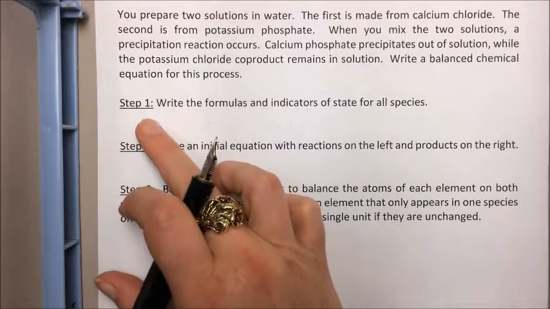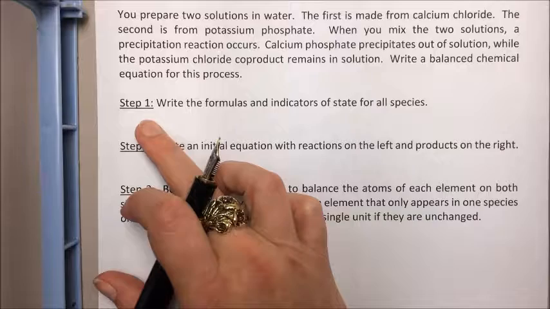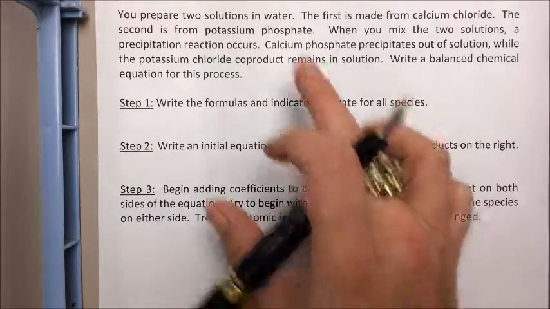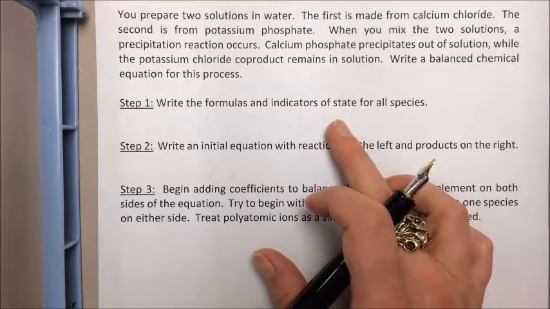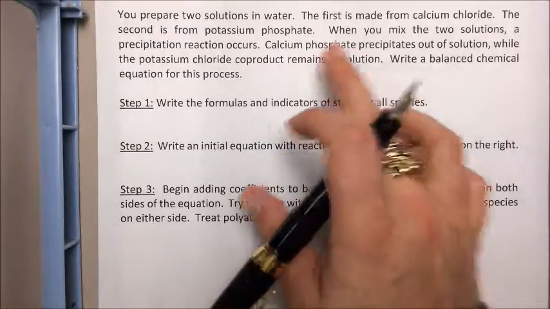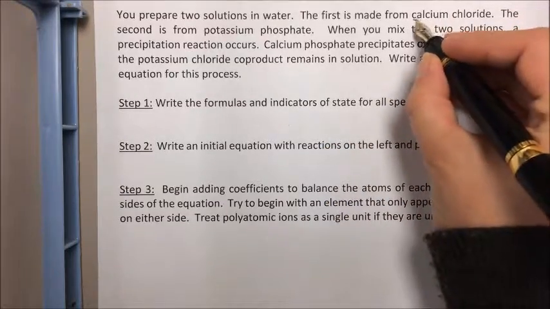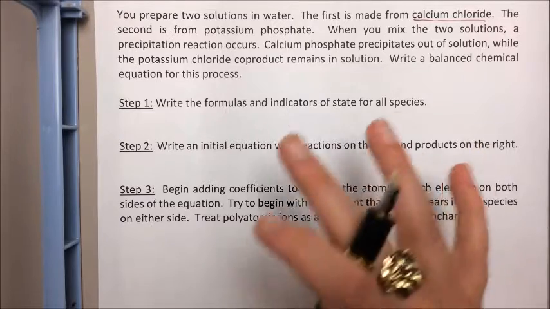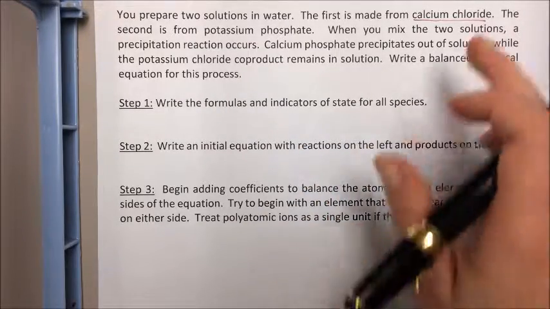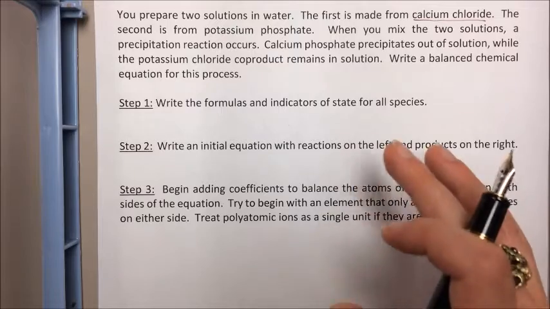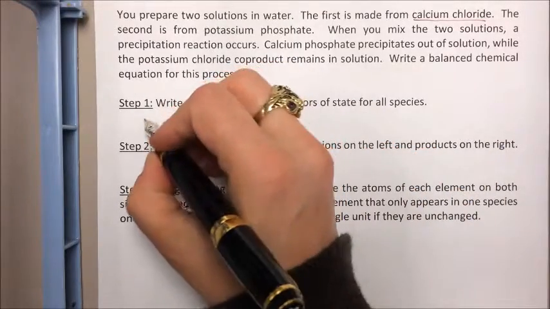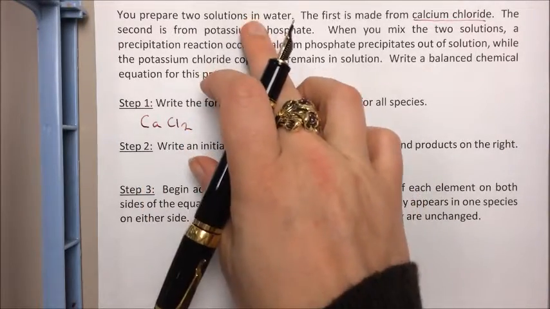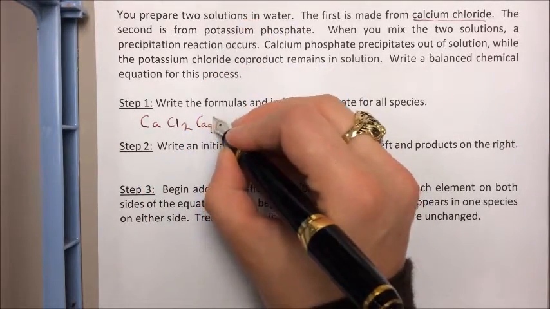So the first step in any chemical equation balancing is to write the formulas and indicators of state for all species. Now we've listed 4, so we're going to write their formulas and figure out what state they're in. So first off, calcium chloride. Calcium is one of our alkaline earths. It's always going to form +2 cations. Chloride is a halogen. It always forms a -1 ion. So that's going to be CaCl2. And we're preparing a solution of that in water, so it is aqueous.